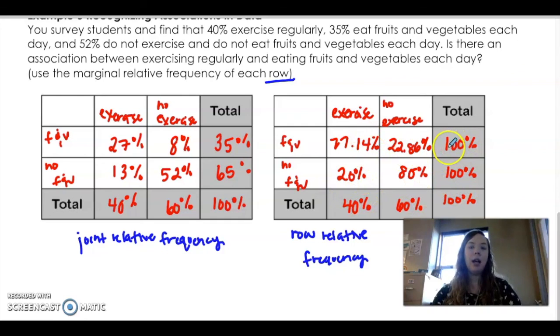All right. So is there an association? We're saying people who exercise and eat fruits and vegetables was 77%. And that's pretty high. And then they don't do either was 80%. So those are pretty close. So I would say yes, there is an association. People who exercise do tend to eat their fruits and vegetables. People who don't exercise also don't tend to eat their fruits and vegetables.